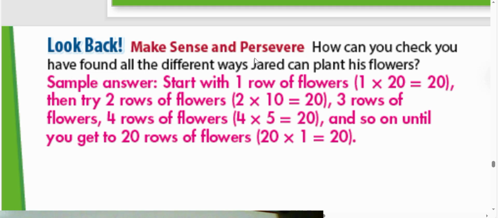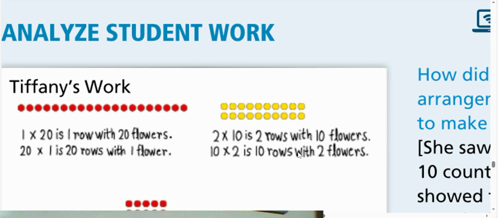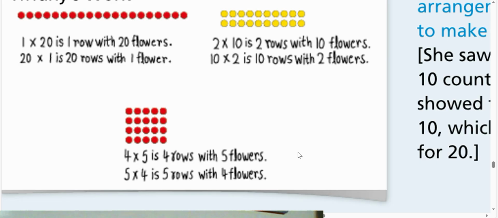Look back, make sense of the previous problem. How can you check you have found all the different ways Jared can plant his flowers? Simple answer here: start with 1 row of flowers, 1 times 20 equals 20. Try 2 rows of flowers, 2 times 10, 20. 3 rows of flowers. 4 rows of 5 flowers, 4 times 5, 20. And so on until you get to 20 rows of flowers, 20 times 1 is 20. Okay, understood?